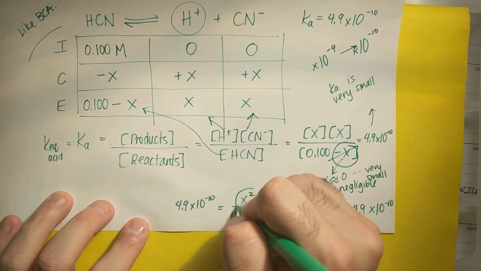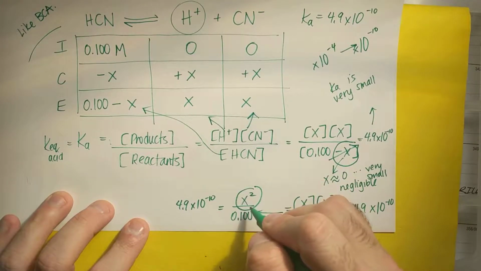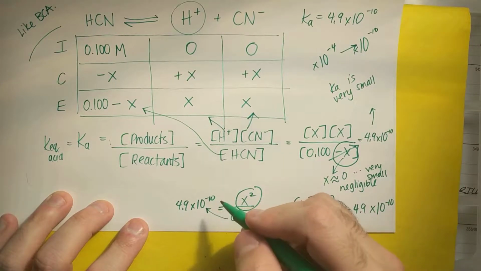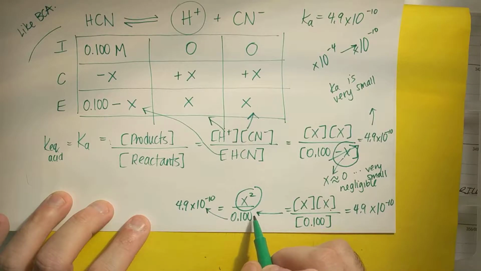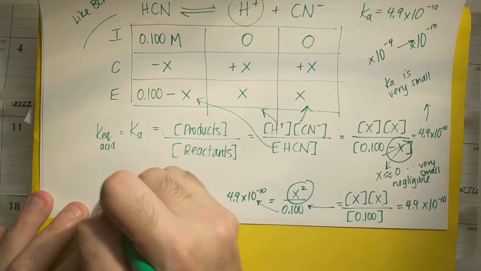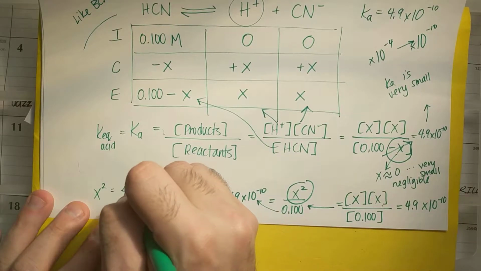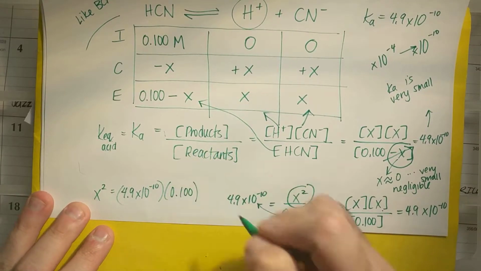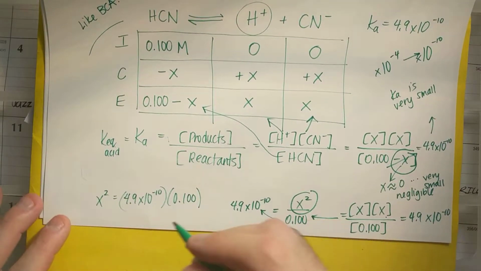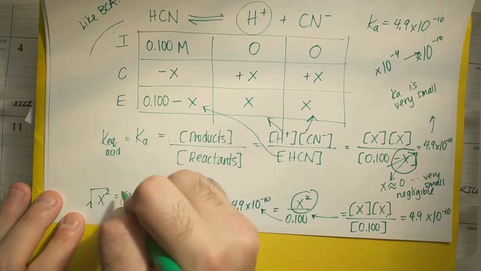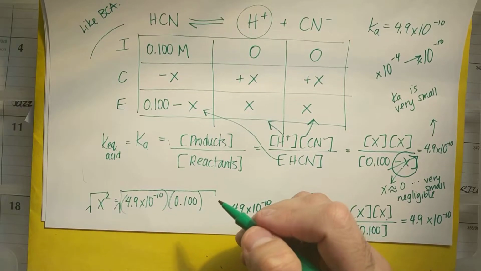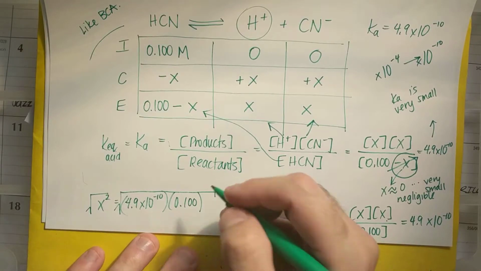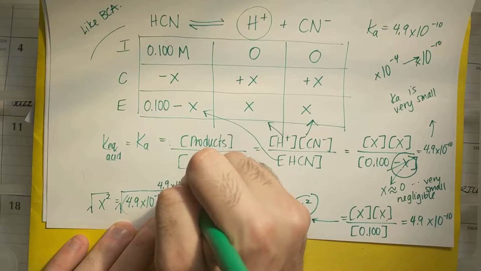If I want to solve for X, I want to isolate this X, so I have to multiply 0.1 by 4.9 times 10 to the minus 10th. This is algebra, so I have to multiply both sides by my denominator to get rid of it. So I'll get X squared is equal to 4.9 times 10 to the minus 10th times 0.100. And I could do this all on a calculator. If I want to solve for X, I could take the square root of both sides. So just so you know, 4.9 times 10 raised to the minus 10th times 0.1 is 4.9 times 10 to the minus 11th, by the way.